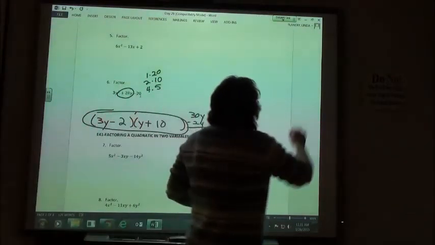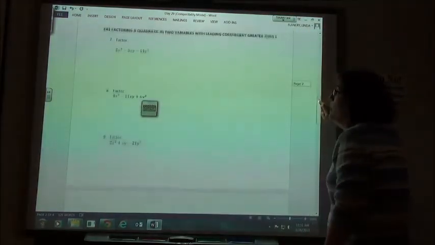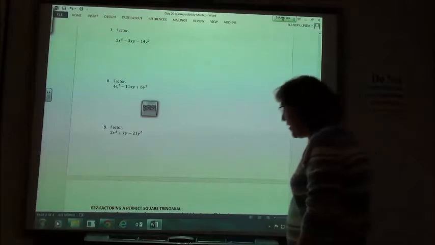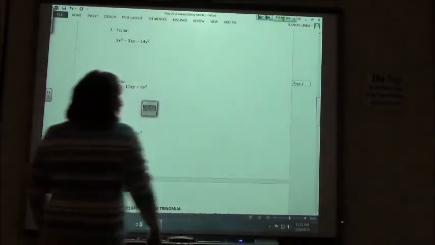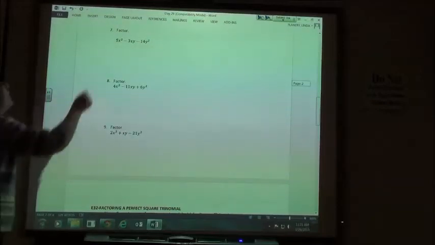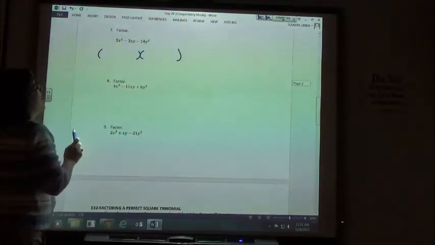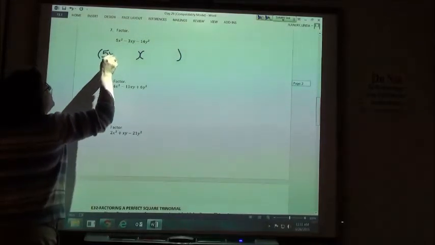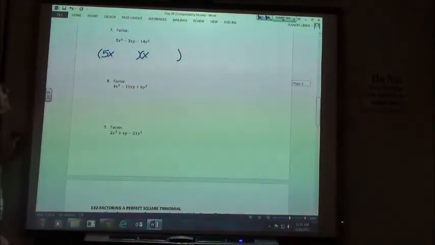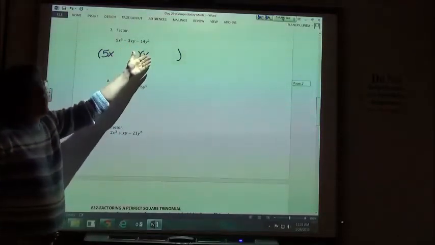Now the next ones, we're doing the same thing. We just have variables with both of our numbers. And so we have 5x squared minus 3xy minus 14y squared. We're basically still doing the exact same thing. We know it came from foiling. Factors of 5x squared: 5x and x. My signs. If the end is a negative, I know I have one of each.